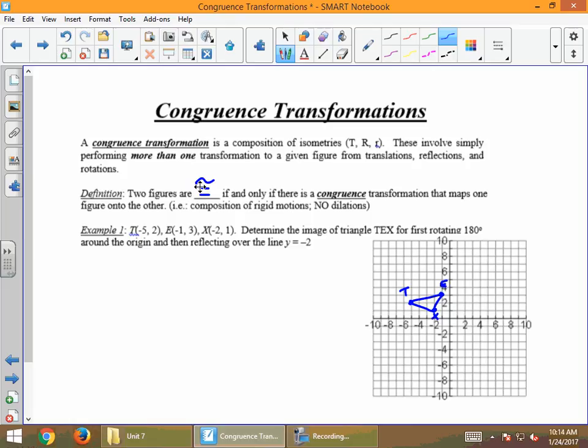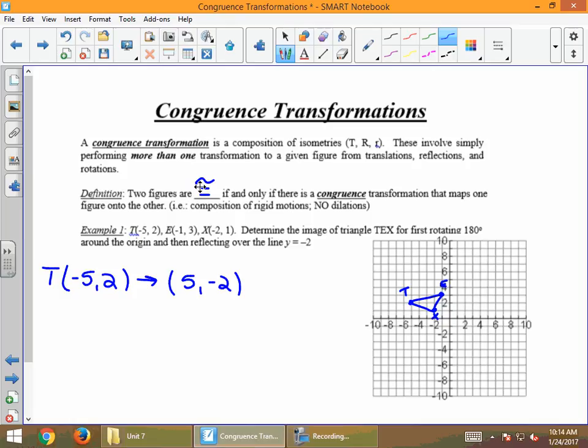Plot that pre-image. And the first thing we're going to do is rotate it 180 degrees. Well, how do we rotate something 180 degrees? Do we flip the point at all? No. What just happens to the signs of both values? They change. So for T, we have negative 5, 2. You do not flip the point with 180 degrees. You just change the signs.